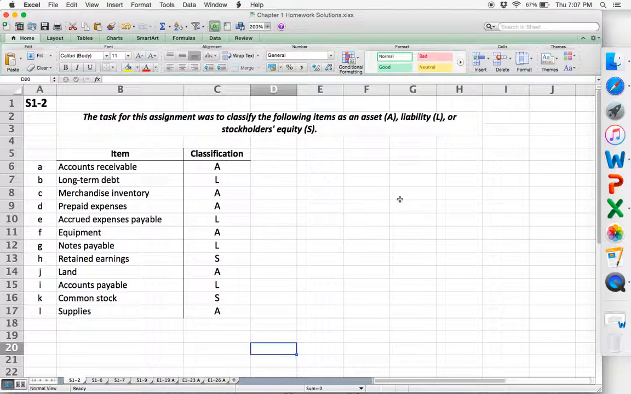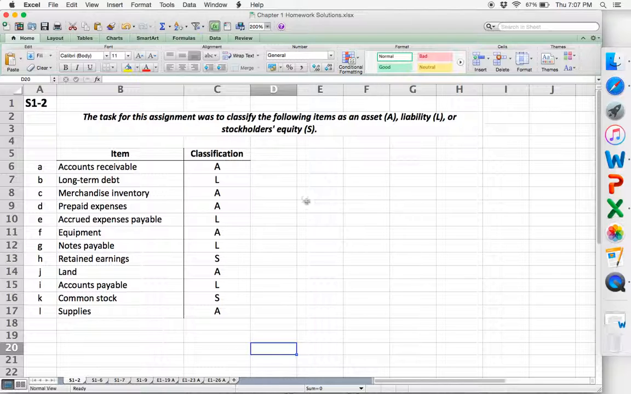Remember, anything that ends with a payable means somebody owes you money, thus it is a liability. Then you have equipment as an asset. Notes payable again as a liability. Retained earnings, which is found under your stockholders' equity. Land is an asset. Again, another accounts payable, so this is a liability. Common stock is under stockholders' equity, and then finally you have supplies as an asset. I believe this one was pretty straightforward. I don't think we had any issues with it.